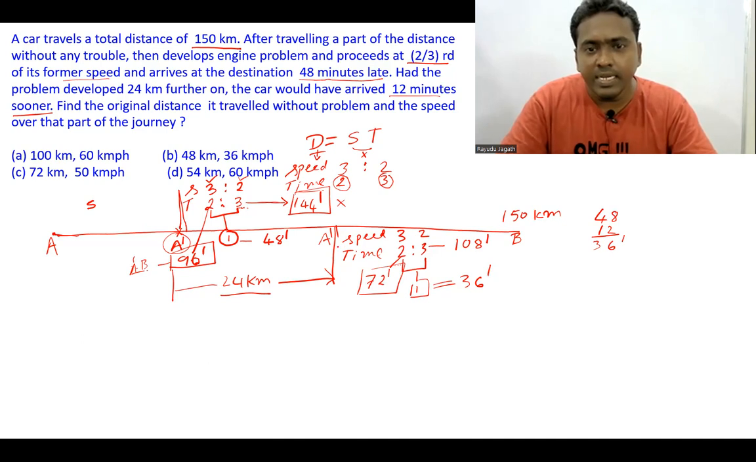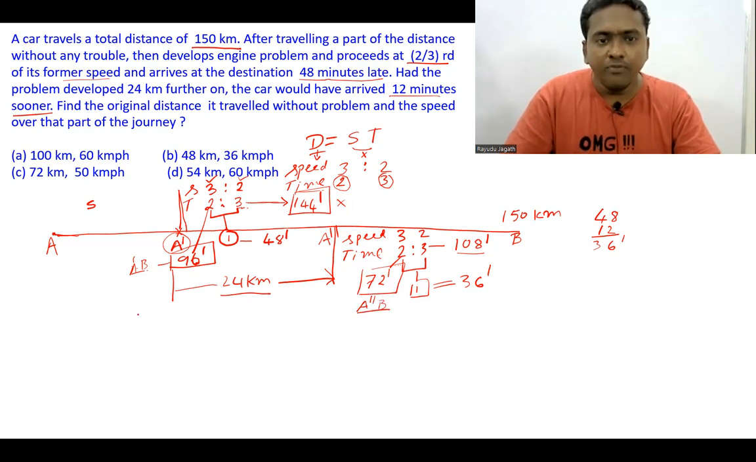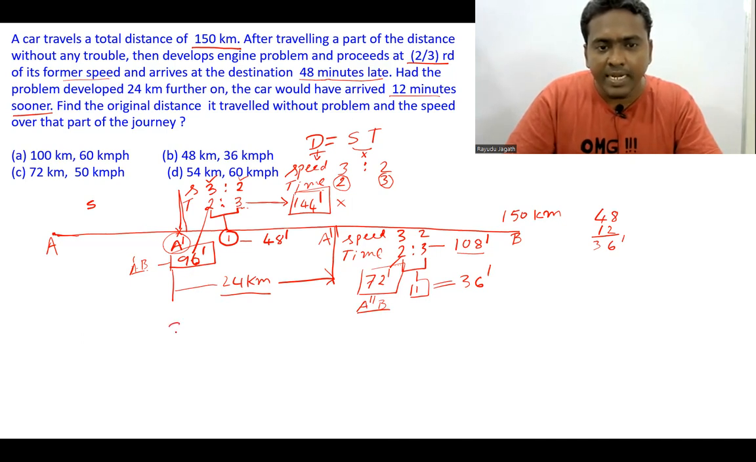And if the fault occurs at A double dash, 3:2 will be the speed ratio. Time will be 2:3. 3 parts, 108 minutes will be the delayed time from A double dash to B. But 72 minutes, which is nothing but 2 parts, relates to 3 parts of speed, the actual speed. So 72 minutes will be the actual time taken, the scheduled time, for A double dash to B. So if we observe, this 24 kilometers is covered during that time, 96 minutes minus 72 minutes.